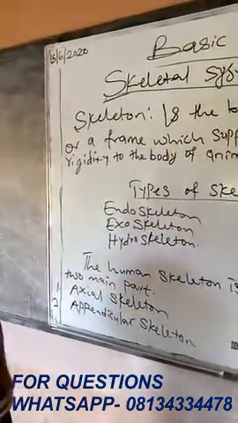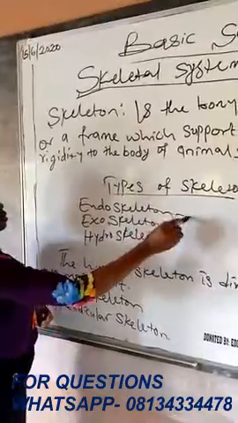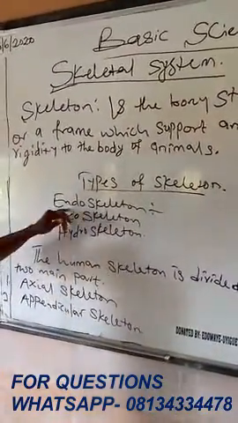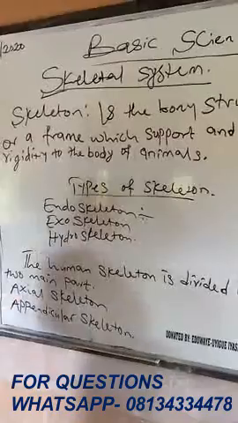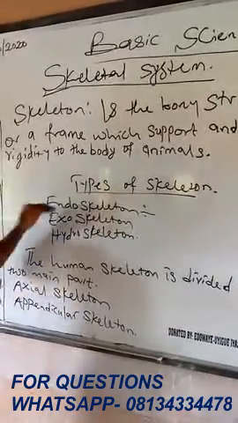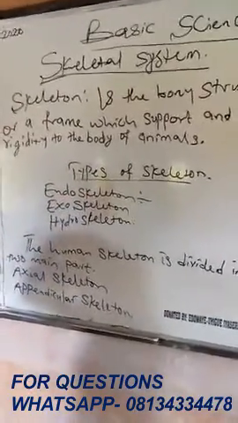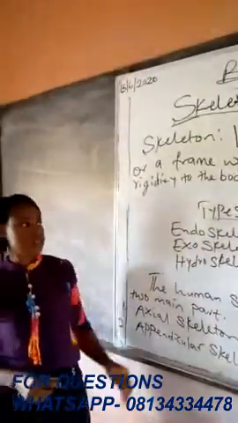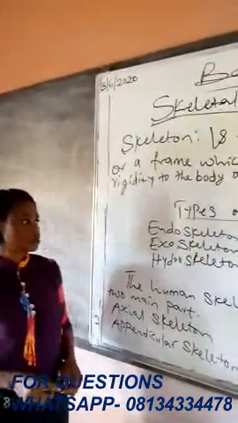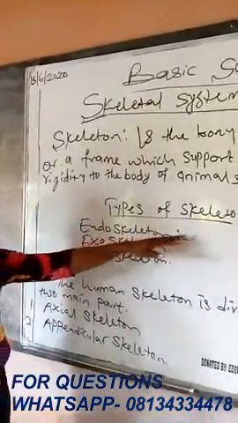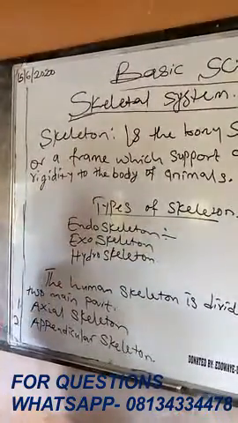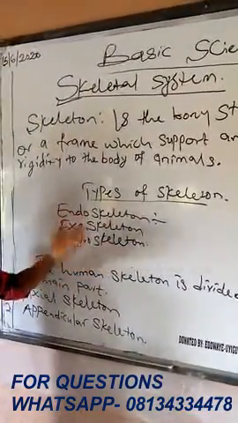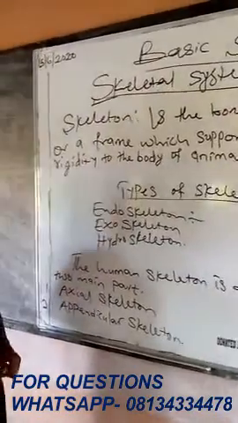The endoskeleton is the appearance of a bony structure inside the body of an animal. Examples of such animals include man, goat, cow, and so many others.